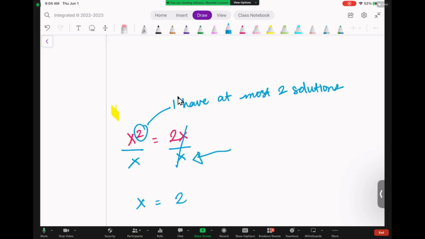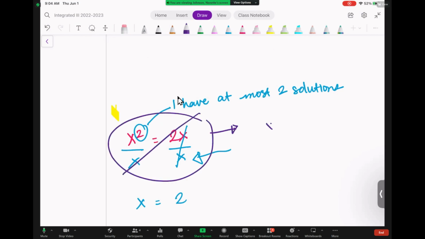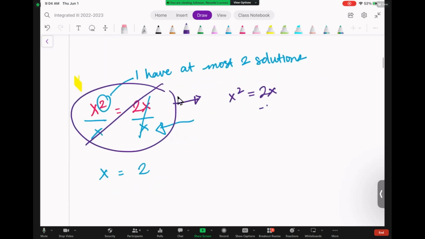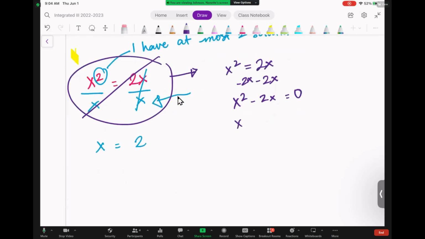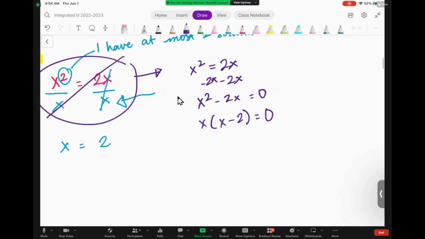So instead of doing that, let me show you what you should be doing. So this is wrong, right? Instead, one of your tactics is to solve it for 0. So subtract 2x on both sides. So x squared minus 2x equals 0, right? And then now you would factor and you get x parentheses x minus 2. The greatest common factor would be x. And then you'd use the zero product property. You go x equals 0 and then x minus 2 equals 0. So x equals 0 or 2.